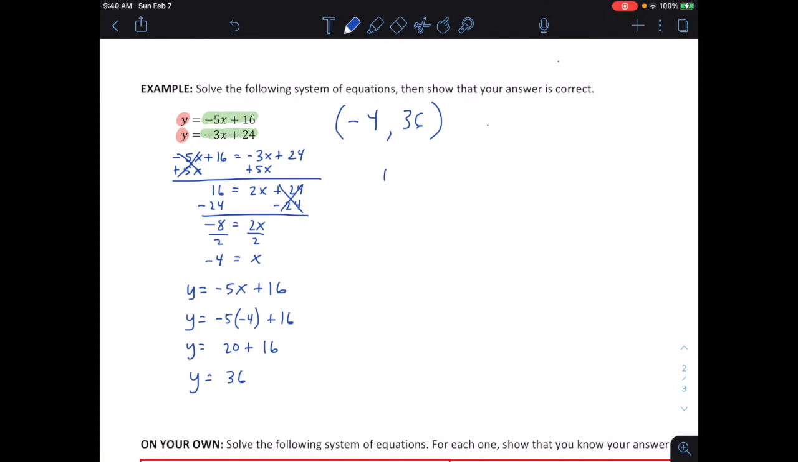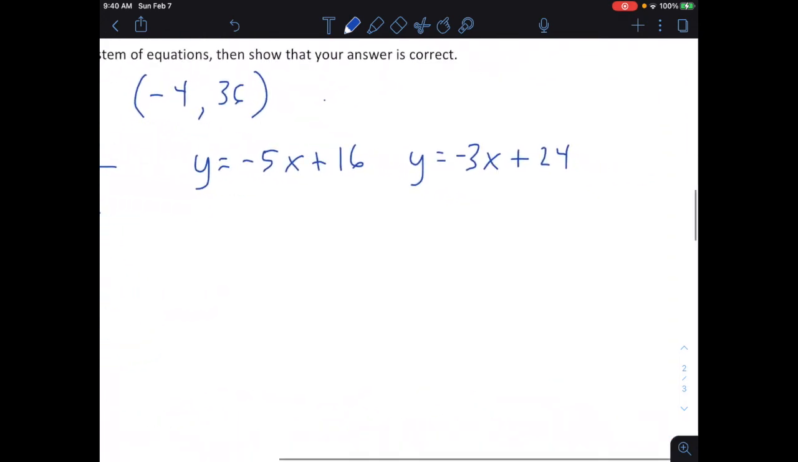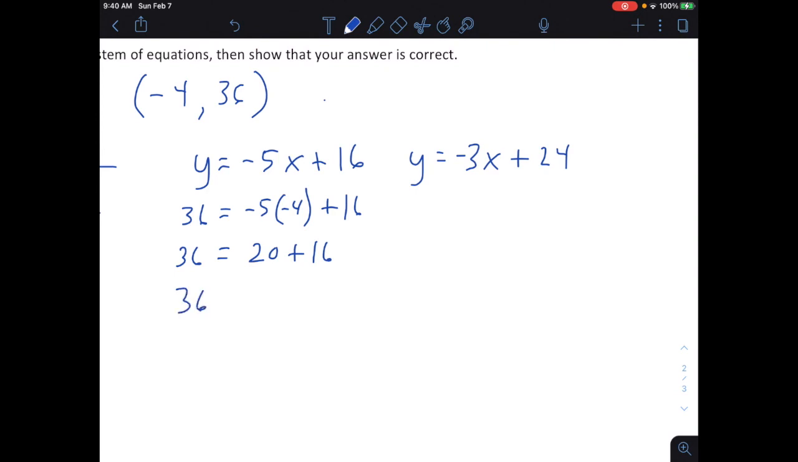So I'm going to write both of these equations down while I can. And then we have y equals negative 3x plus 24. And then I'm just going to go and plug in the x and the y to see if I got the right answer. So we have 36 equals negative 5. This is the one we just did. So again, hopefully we know what we're doing. So if we simplify this, this is 20. So 36 equals 36. And we can check that off.